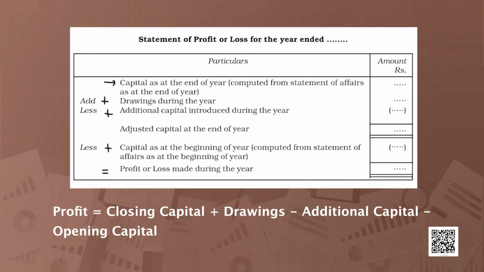Closing capital, add drawings, less additional capital, less capital at the beginning, and it will give you profit. So, this is how the statement of profit and loss is maintained for single entry, or say accounting for incomplete records. It is different from double entry because we do not have all the things like financial statements. Clear, students? Let us understand this concept by an illustration.